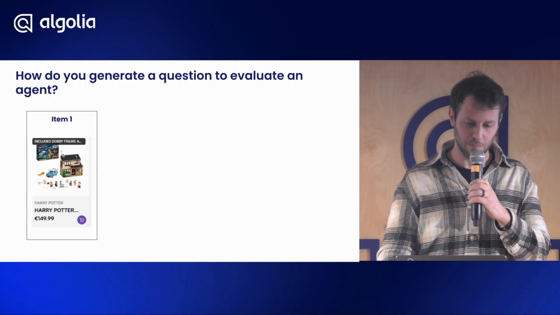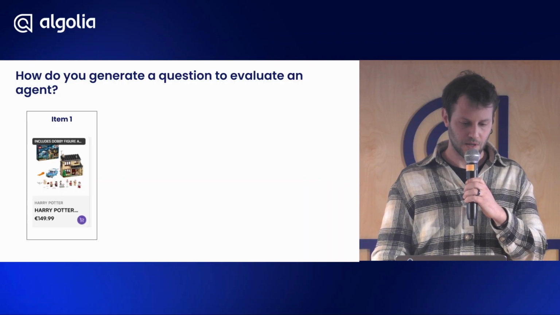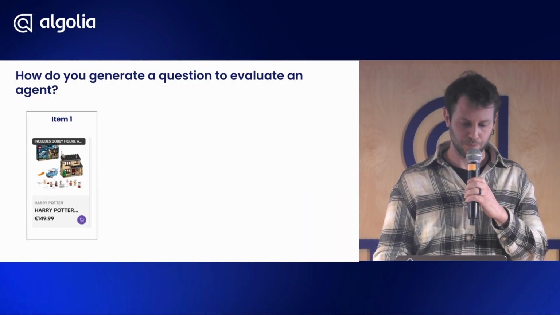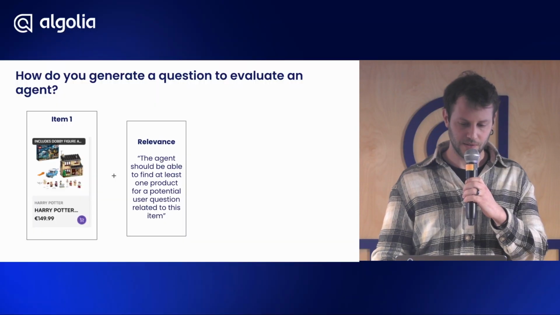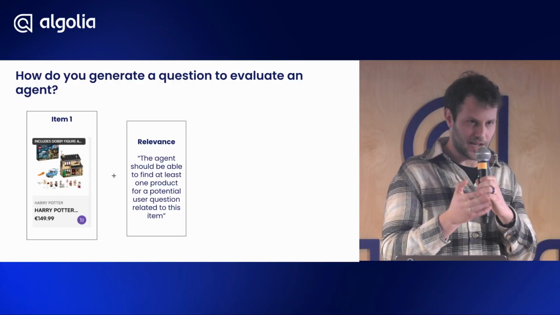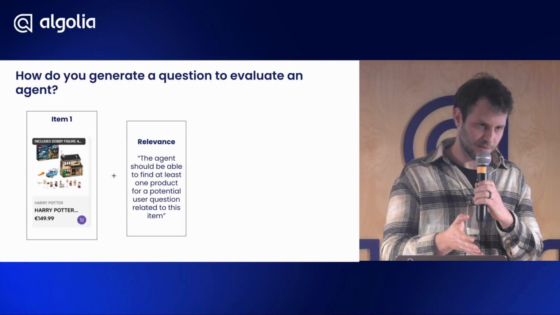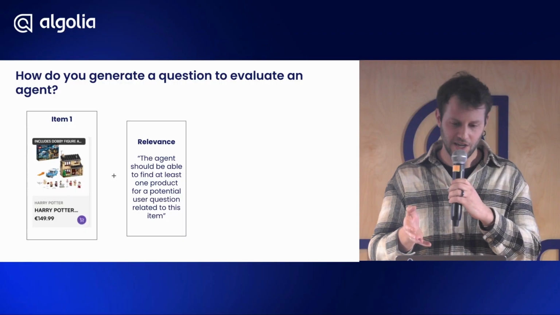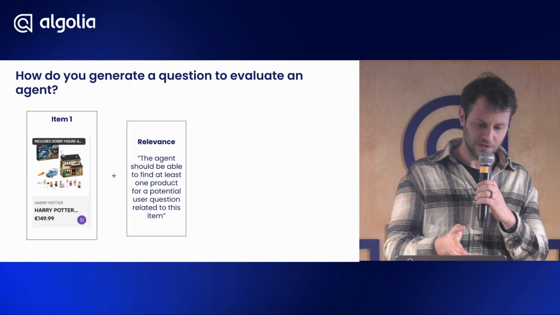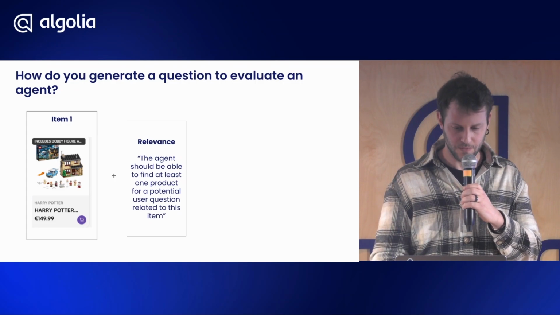So we had the Harry Potter example. Here is a little toy that we have, which is like a puzzle or a Lego, right? And basically, you know that if someone asks for Harry Potter related puzzles, there is this item in the database. So if the agent doesn't find it, there's a problem. If the agent responds with it, it did a good job, right?